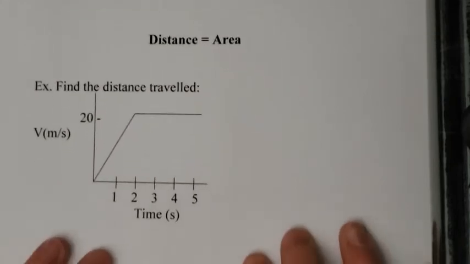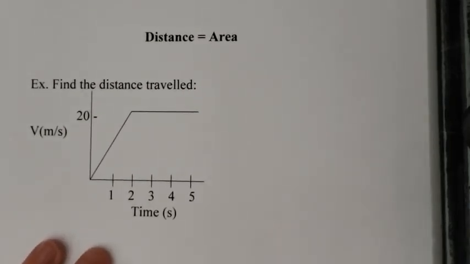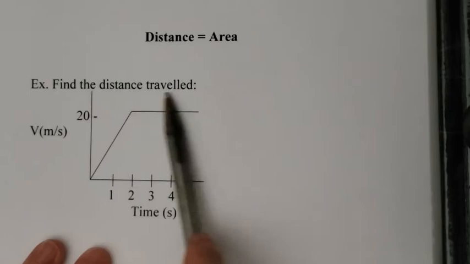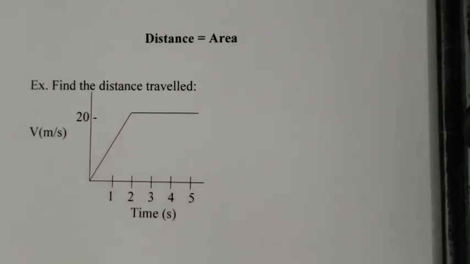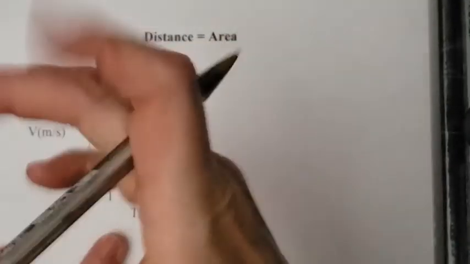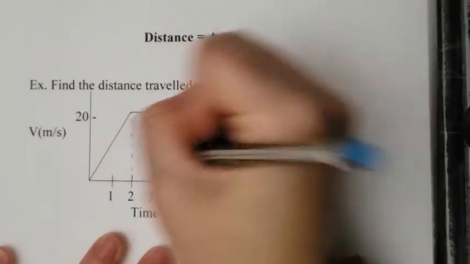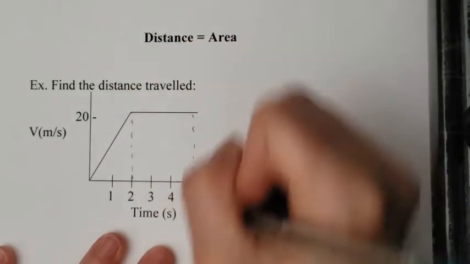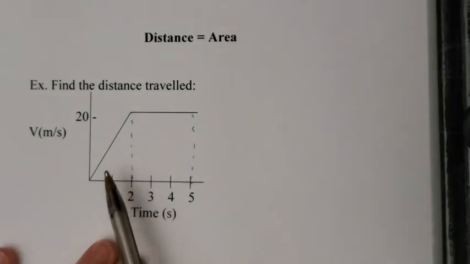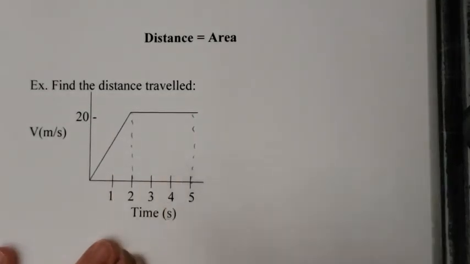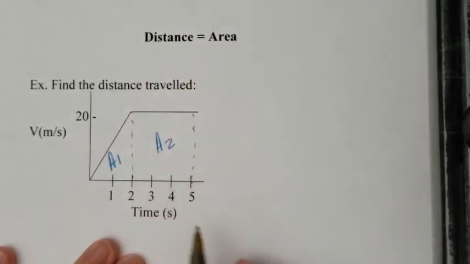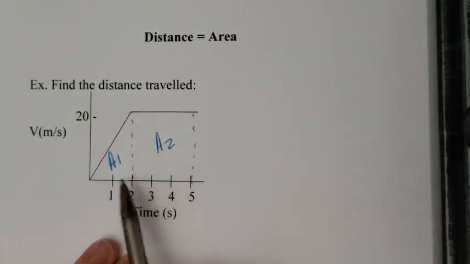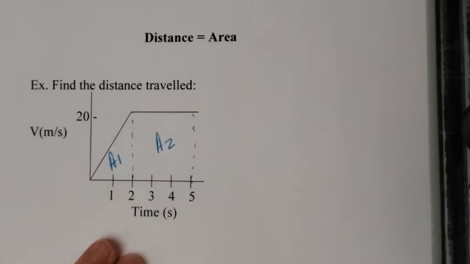So let's try another example. In this one here, here's a different graph. It says find the distance traveled, and I have a speed time graph. This time, this is a trapezoid, and I don't remember the formula for area of a trapezoid, but what I do remember is if I drop this down, I can make two shapes that are easy formulas I remember: area of a triangle plus area of a rectangle. So I'm going to call this area 1 and area 2. If I want the total area, all I have to do is find the area of the triangle and add it to the area of the rectangle.